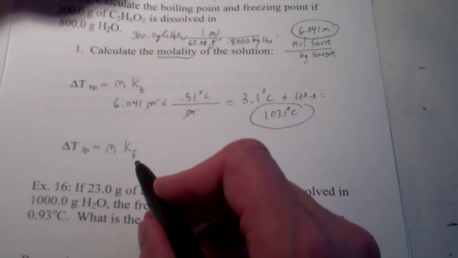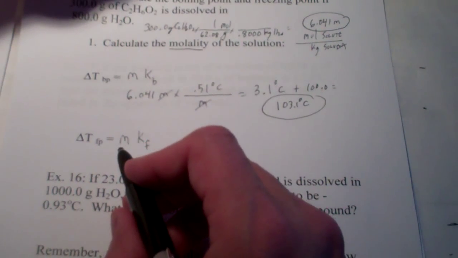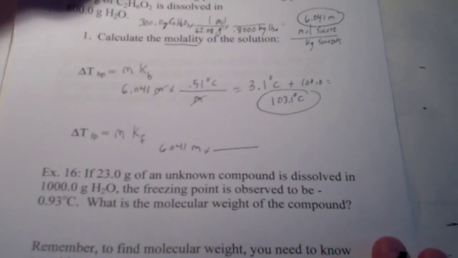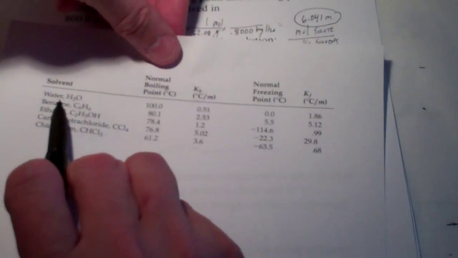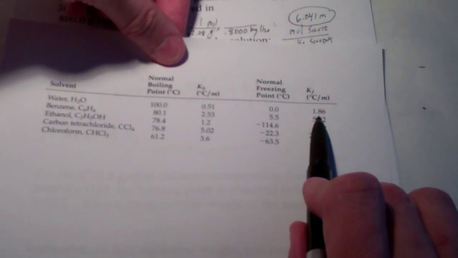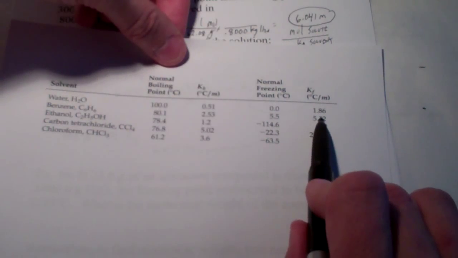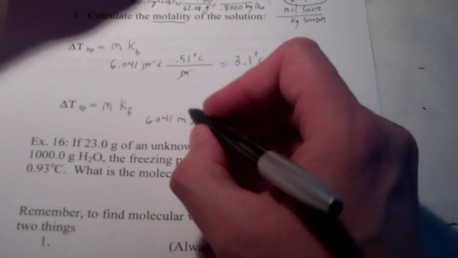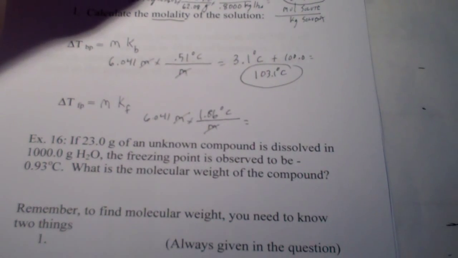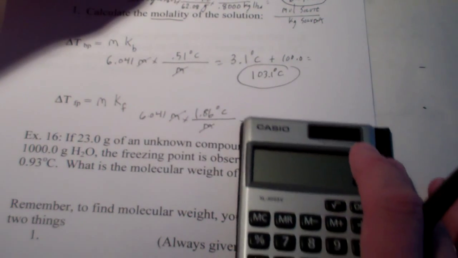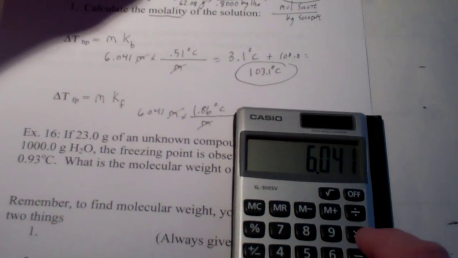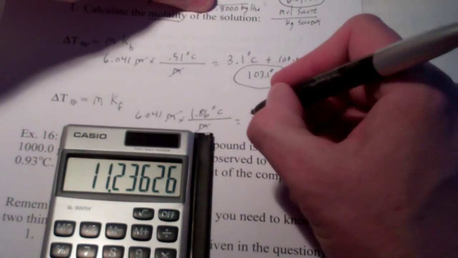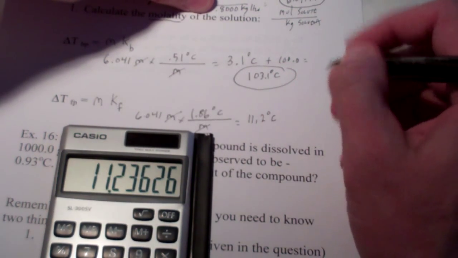Now let's do the same thing to find my freezing point. I take the molality again, 6.041 molal, and we'll multiply it by the freezing point constant for water. So here's water, and its freezing point constant is 1.86 degrees Celsius per molal solution. So we'll take my 6.041 times 1.86. We'll round this off to three significant figures. I end up with 11.2 degrees Celsius.